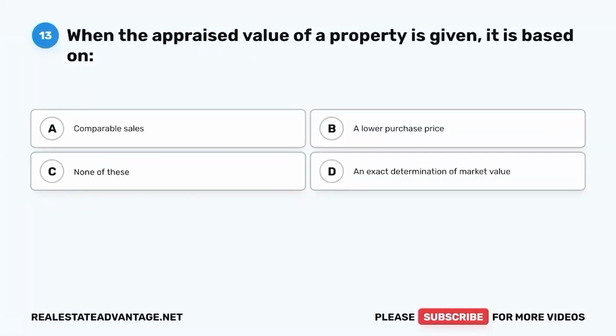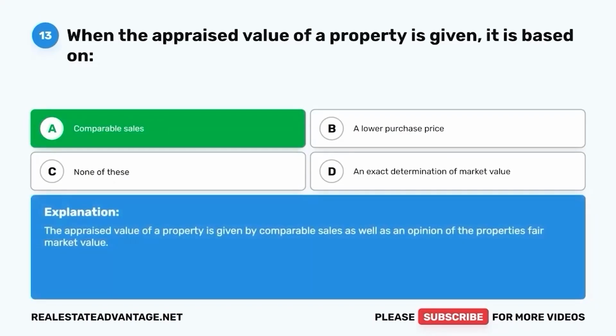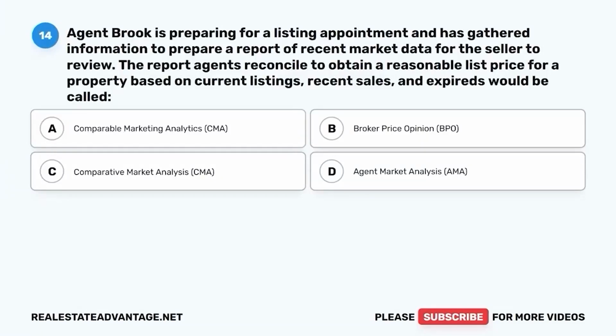Question 13. When the appraised value of a property is given, it is based on A. Comparable sales, B. A lower purchase price, C. None of these, D. An exact determination of market value. The correct answer is A. Comparable sales. The appraised value of a property is given by comparable sales as well as an opinion of the property's fair market value.